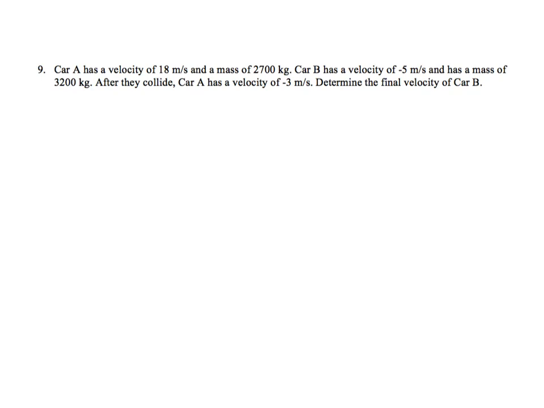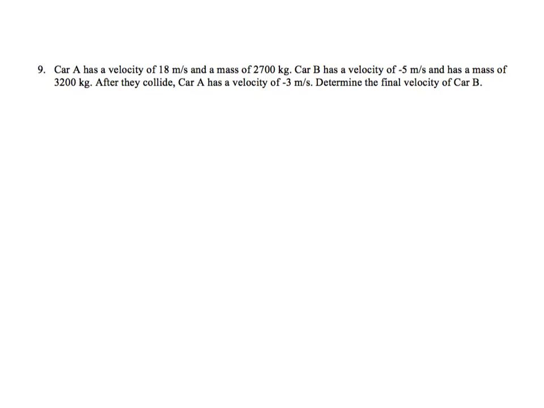So this question reads: car A has a velocity of 18 meters per second and a mass of 2,700 kilograms. Car B has a velocity of -5 meters per second and has a mass of 3,200 kilograms. After they collide, car A has a velocity of -3, and we want to determine the final velocity of car B.